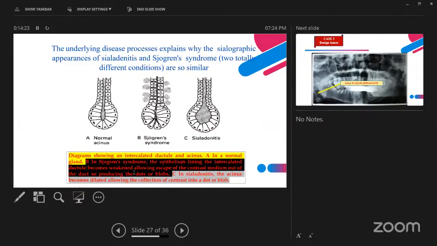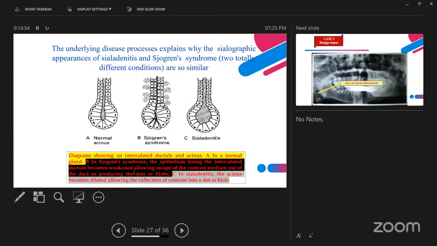So we have seen the sialographic appearance of sialadenitis and Sjogren syndrome. They are 2 different conditions but are similar. Mainly, in the first picture A, that is the normal intercalated duct and acinus. B, that is Sjogren syndrome condition. Here the epithelium lining the intercalated duct weakens, and that allows the escape of contrast medium out of the duct that produces dots or blobs. That is snowstorm appearance.